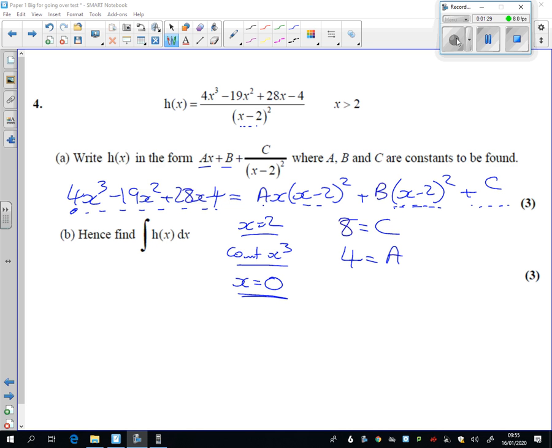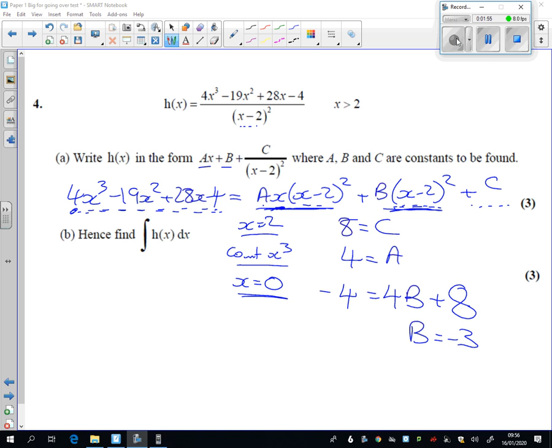And probably the nicest and easiest thing to do next would be to say what happens when x is 0. When x is 0 in this side here, I've just got the minus 4. When x is 0 here, well, that thing's going to be 0. When x is 0 here, I've got 4b plus c. And I already know what c is. C is 8. And so that's telling me that b is equal to minus 3.